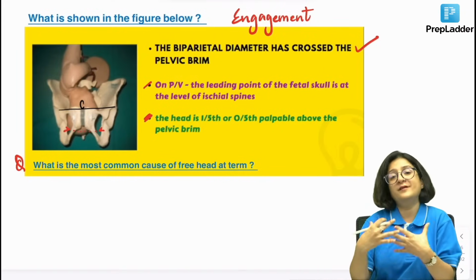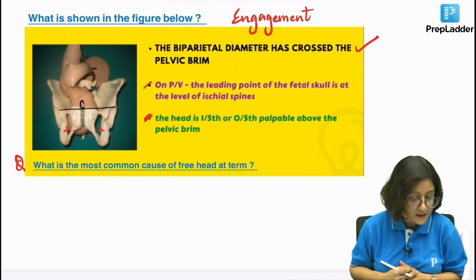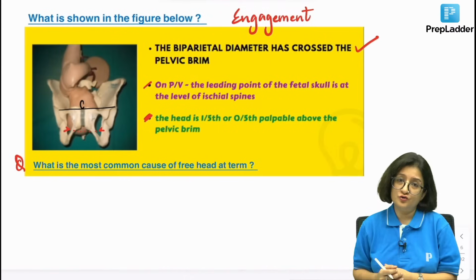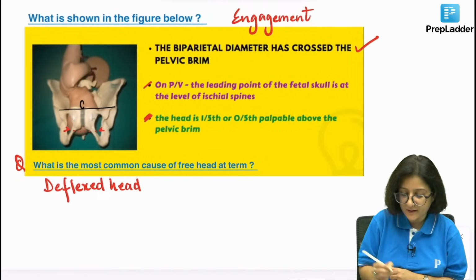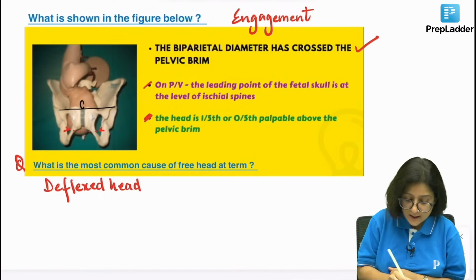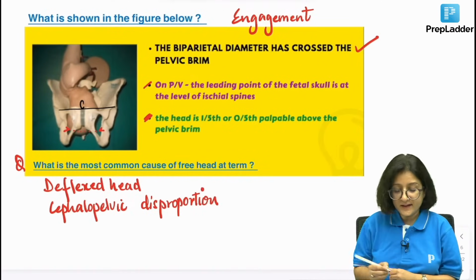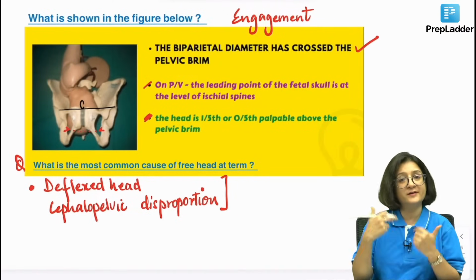But if you have a free head at term, particularly in a primigravida, what do you start thinking about as the possible causes? I'm talking about the common causes, right? So one thing that you should keep in mind is the possibility of a deflexed head. If deflexed head is given in the question, that should be your answer. Otherwise, look for the possibility of cephalopelvic disproportion, CPD, right? So these are the commonest. Deflexed head should be a first choice answer. That's why I've written it on top.